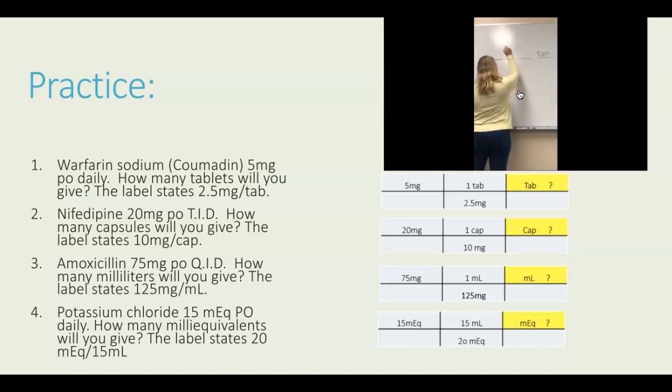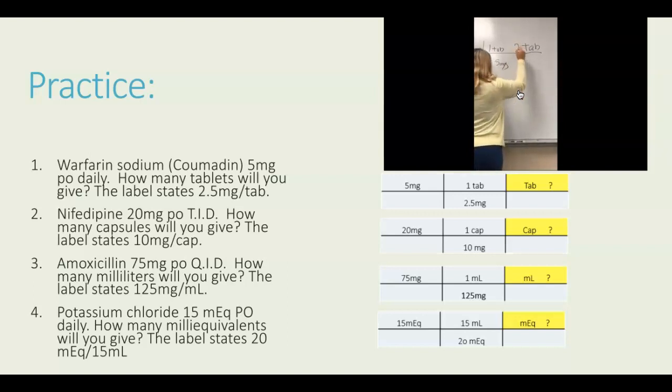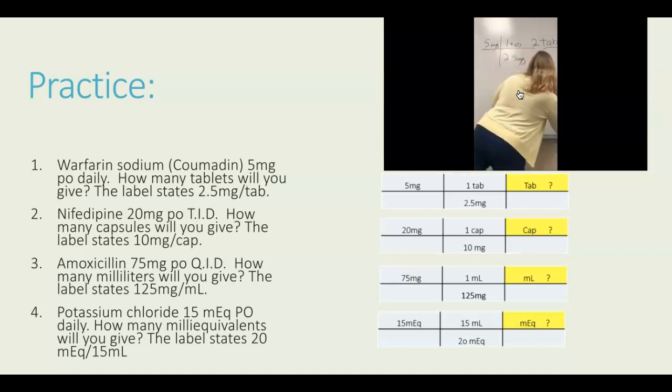All right, so warfarin sodium, the order is for 5 milligrams. And again, the label says it comes in 2.5 milligrams per 1 tab. So 1 tab is 2.5 milligrams. And if you look here, milligrams over milligrams, that means the units can cancel out. So I can just do 5 times 1 divided by 2.5. And you should all figure out the answer to that. It's pretty easy. That's going to be 2 tabs. All right, we're going to move on to the next one.